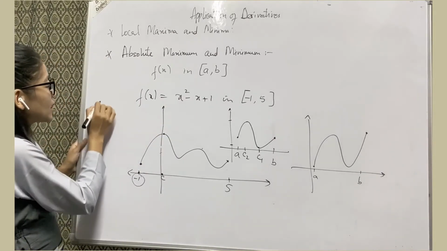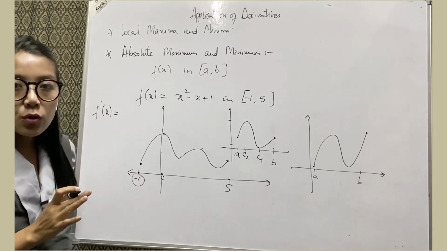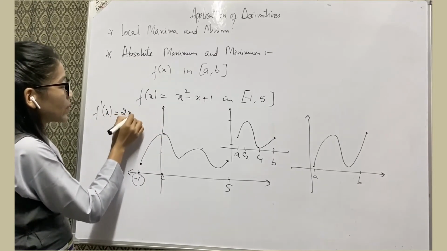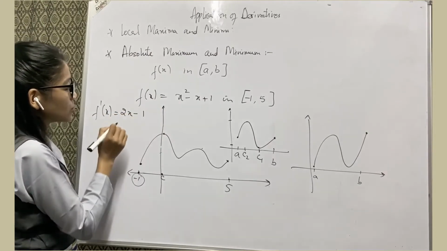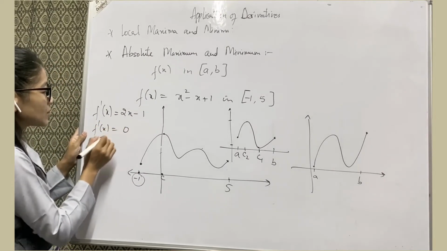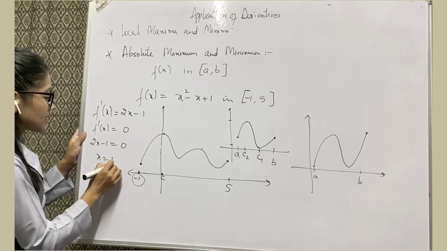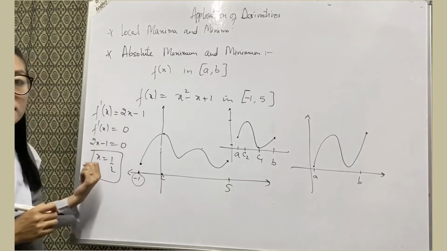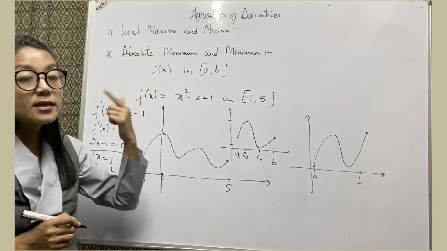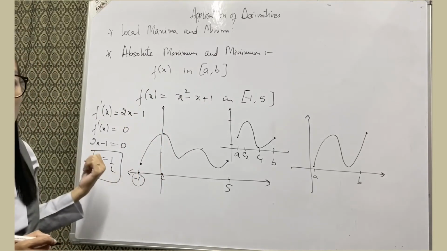So first you will find f dash x, because by equating f dash x with 0, we get the critical points. So this is 2x minus 1. So this is f dash x. For the critical point, you will equate f dash x equals 0. So you get 2x minus 1 equals 0, so x equals half. So we get one critical point over here for this function. So it means the function is neither increasing nor decreasing.